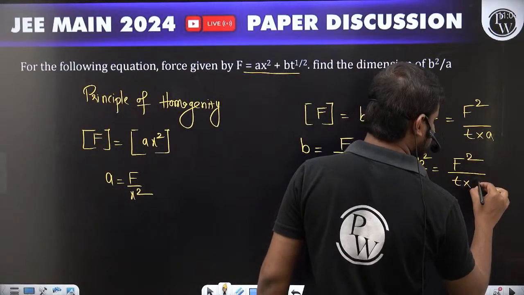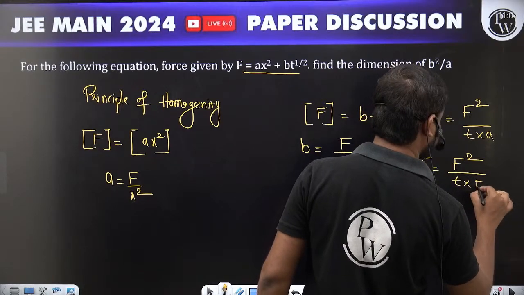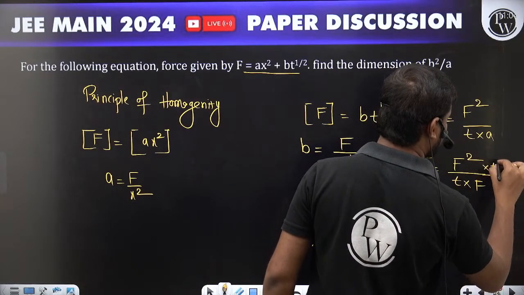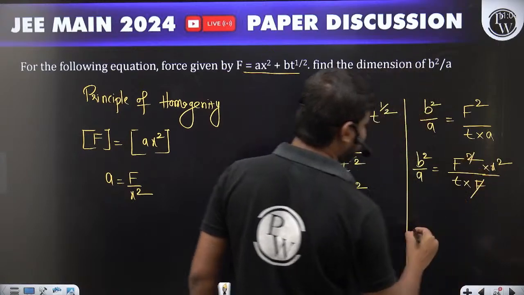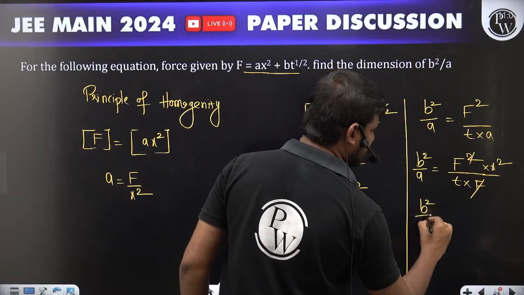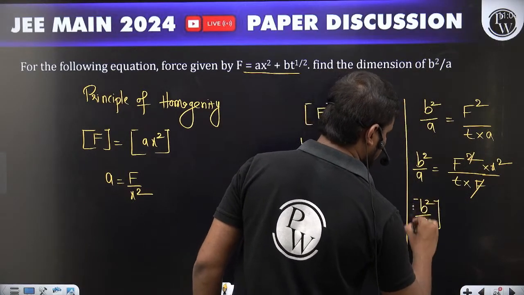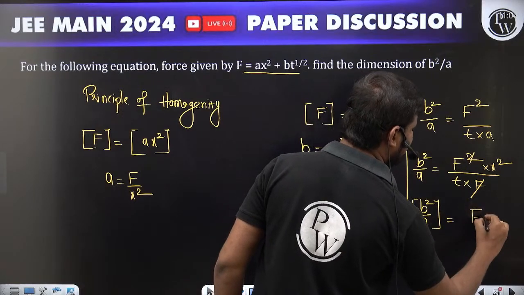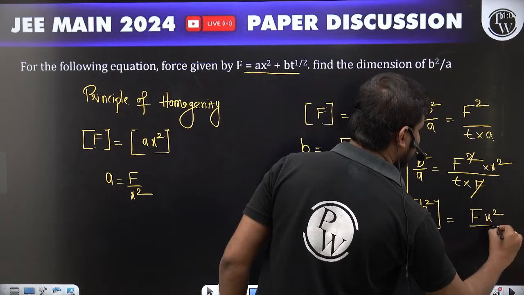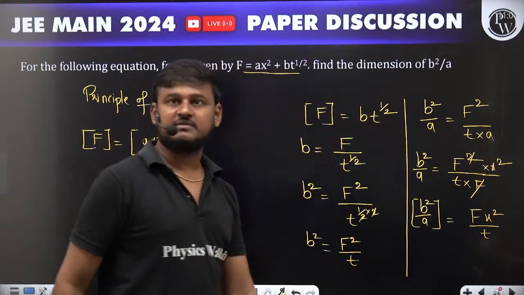So in place of a, I am writing f by x square. X square will go up. So 1f cancel. So the dimensions of b square by a will be equal to f x square by t. So now you substitute the dimension formulas.